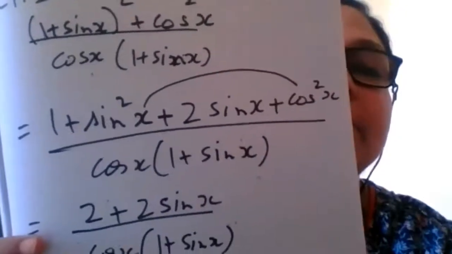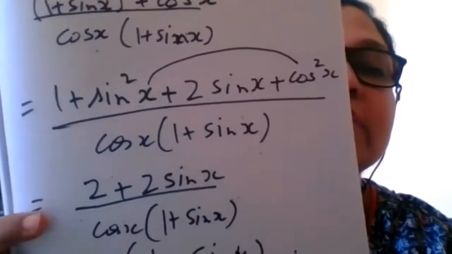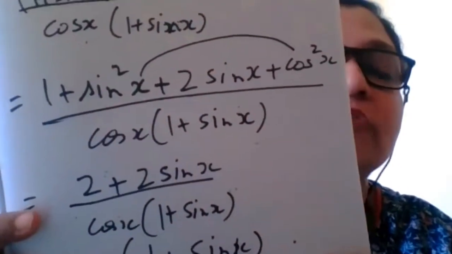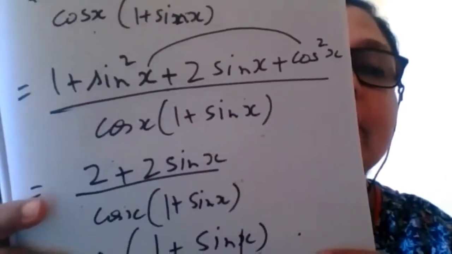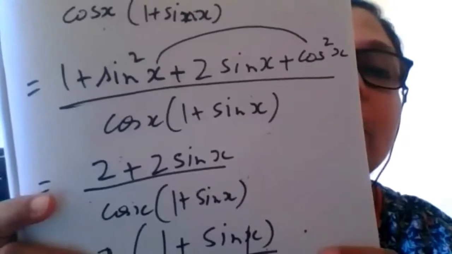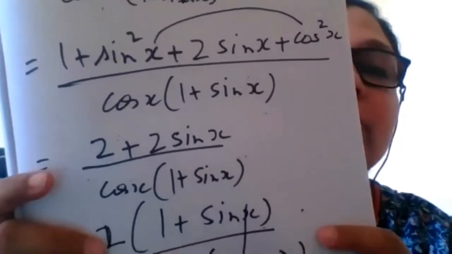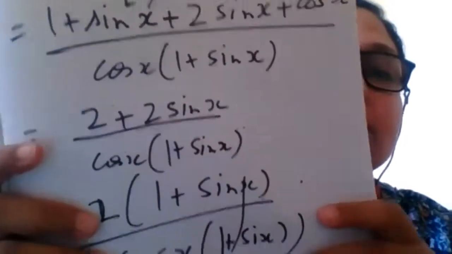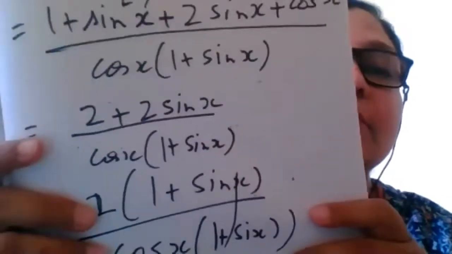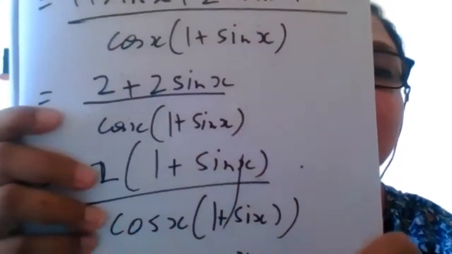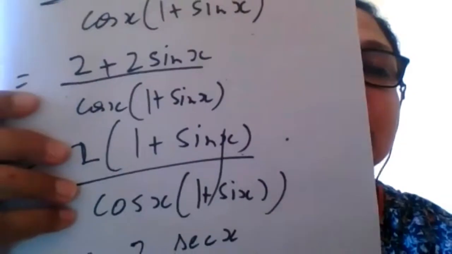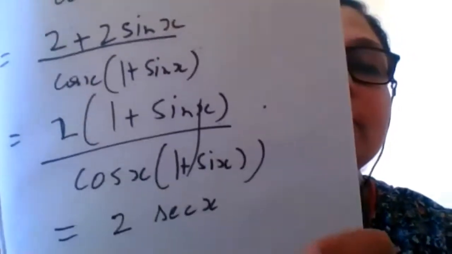Fine. So 1 plus sin x whole square, I have written it as a plus b whole square. So that's sin square x plus cos square x, which is known as the Pythagorean identity. So you can add it up, right? So you get 1 plus 2 sin x whole divided by cos x into 1 plus sin x. So moving ahead, you have nothing but 2 plus 2 sin x divided by cos x into 1 plus sin x. Taking 2 common. Can you see that, children?